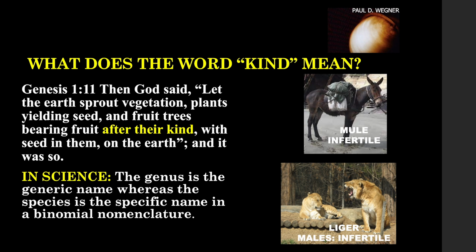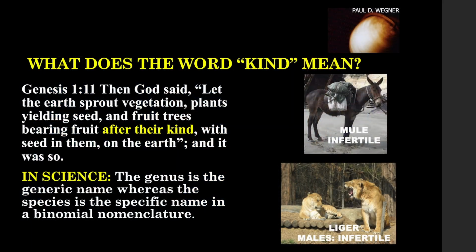It seems like in science, there's the difference between a genus and species, the genus is the more generic name, and then species is the more specific name. And my understanding is that the word kind is actually somewhere between those two classifications. Because we can find some real close connections between where that kind would split. Notice it says that these fruit-bearing trees were created after their kind.